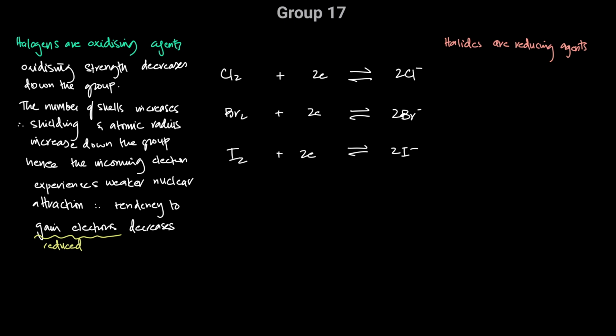As far as their reducing strength is concerned, it increases down the group. It's the exact opposite. As we go down the group and the atoms get larger, it's harder to gain electrons, so the oxidizing strength of the halogens decreases down the group. But as the size of the ions increases, it's easier to lose electrons. So the strength of halides as reducing agents increases down the group. Reducing strength increases down the group.